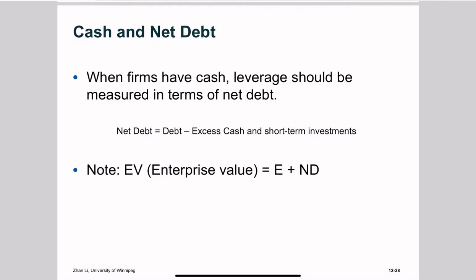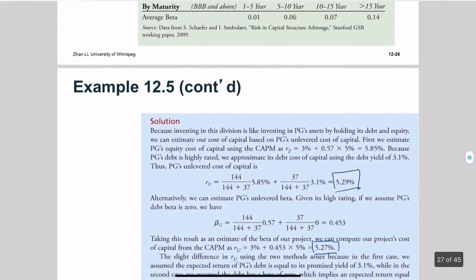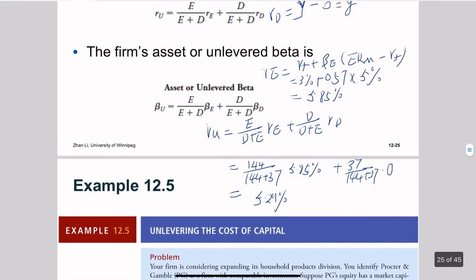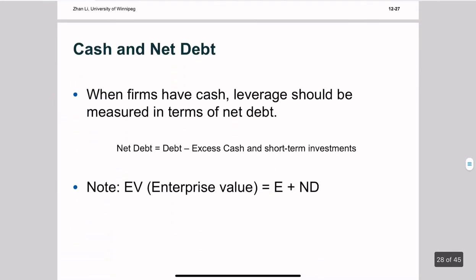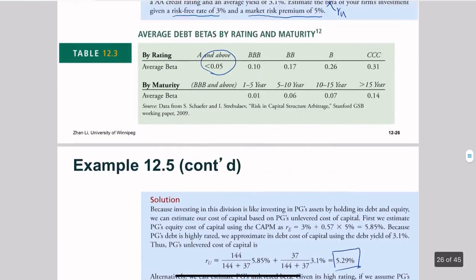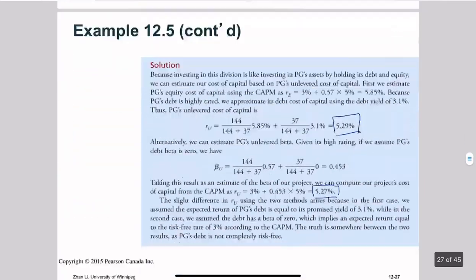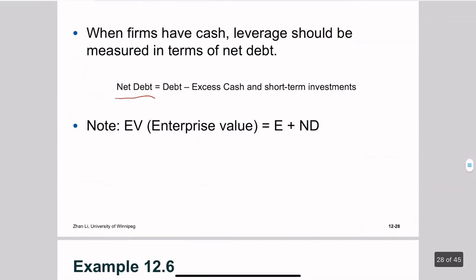Now let's talk about a caveat when you're calculating the cost of capital. You can see from the previous example that you will have to calculate the amount of debt, D. The caveat here is that if a firm has cash, then you cannot just input the amount of debt into these previous two calculations. Instead, you will have to use net debt.